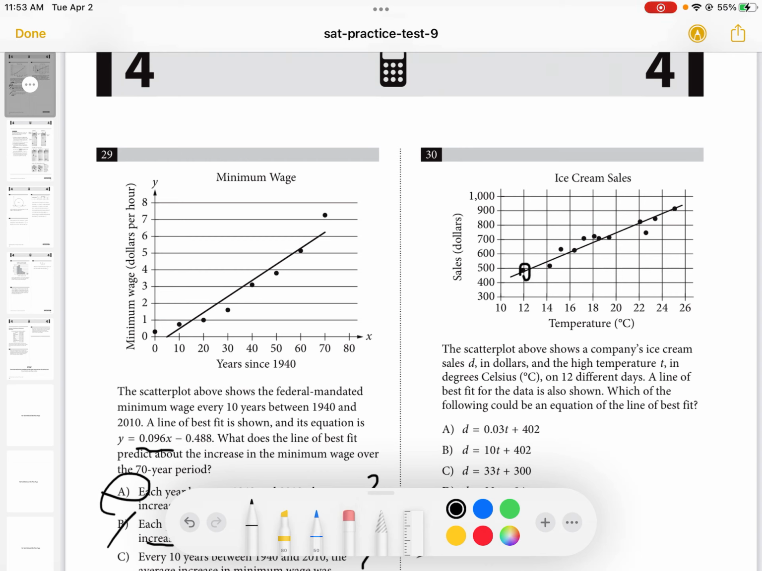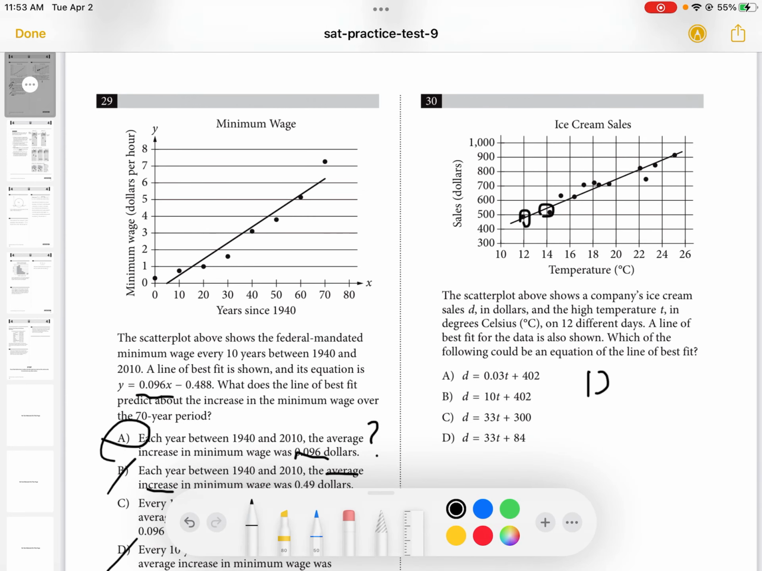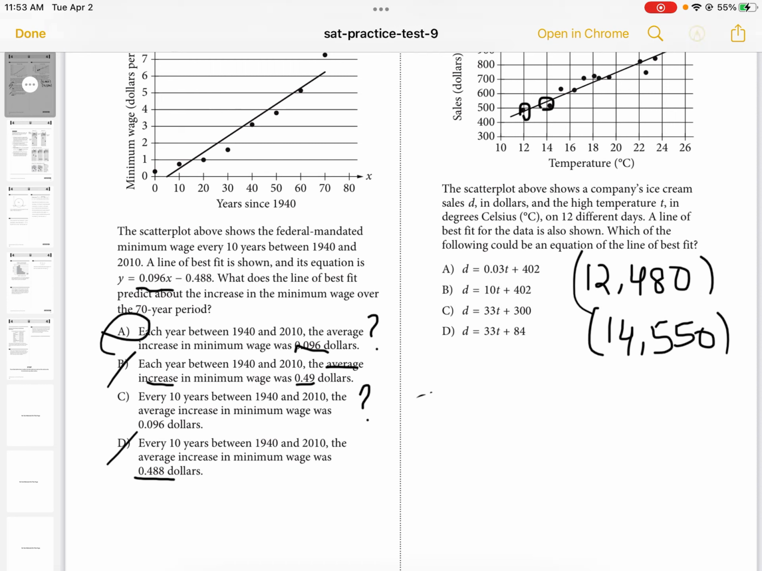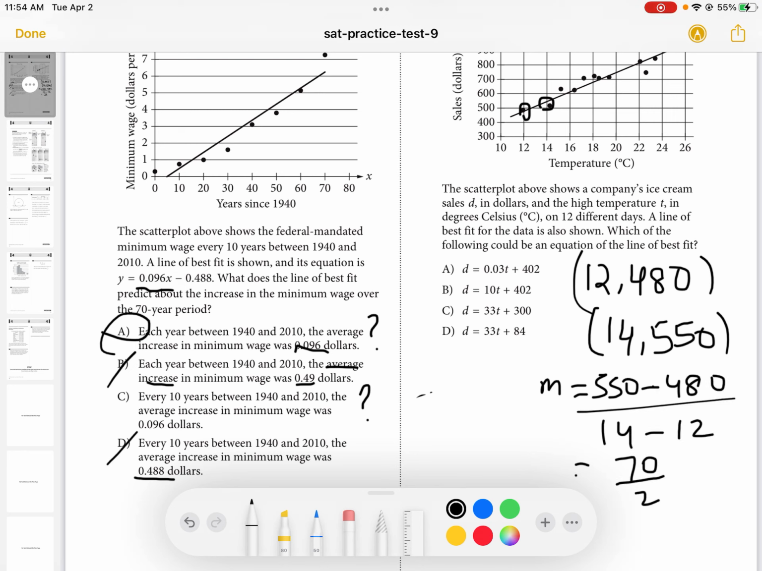So I'm going to take that intersection point and that intersection point. So it'll be, I want to say 12, around 480. 12, 480, that's my approximation. And then 14, 550, because it looks right in the middle between 500 and 600. Let's find the equation for the line. So the slope, m, will be 550 minus 480 over 14 minus 12. That's 70 over 2, and that's 35.